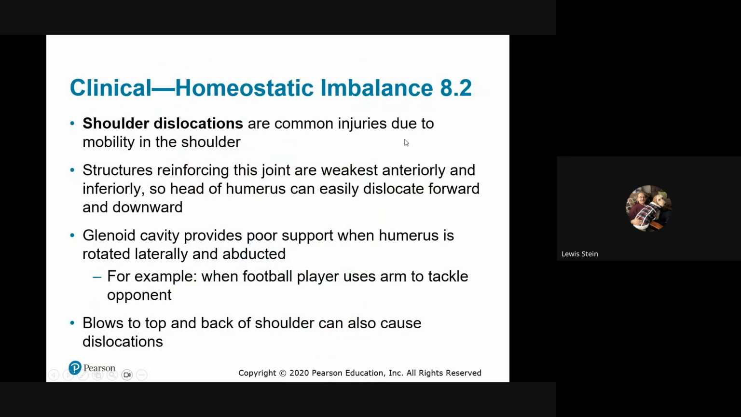So, injuries due to mobility in the shoulder: it's weakest anteriorly and inferiorly, this is the way it goes. There's poor support from the glenoid, particularly when rotated and laterally abducted. So we clearly see the dislocations with that.